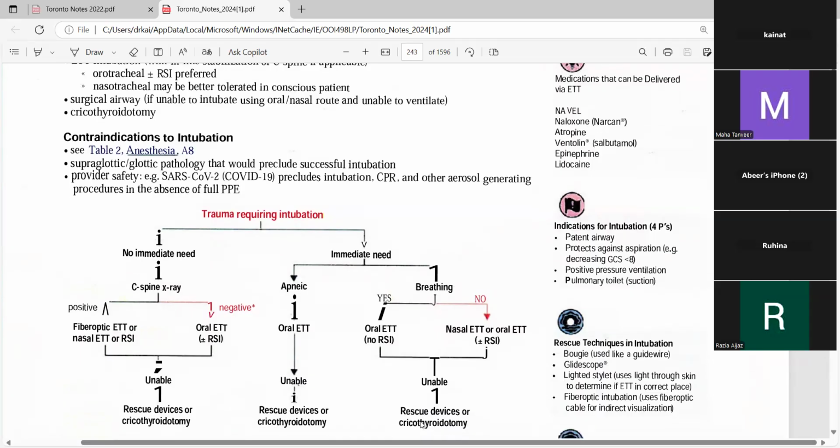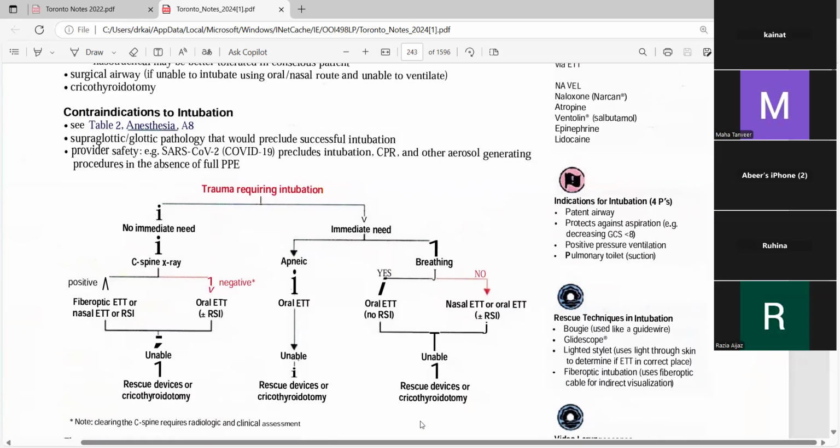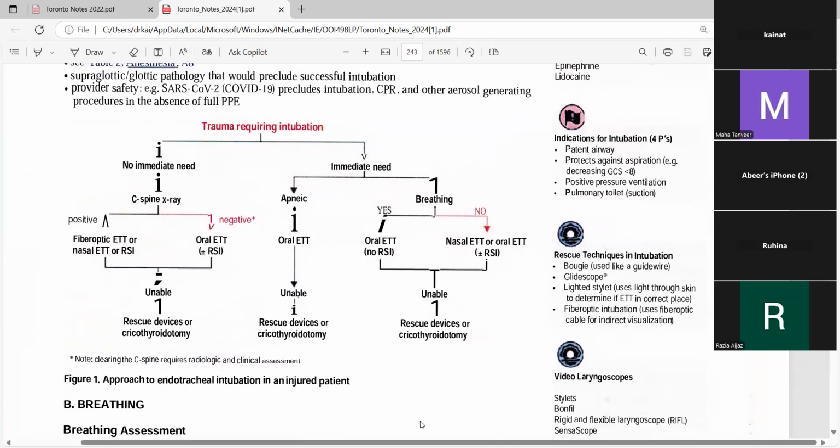Supraglottic pathology that would preclude successful intubation, then provide safety. For example, SARS-CoV-2 precludes intubation, CPR, and aerosol-generating procedures in the absence of full PPE. Then trauma requiring intubation, no immediate need or immediate need. How are you going to check for that one? So if C-spine injury is positive, then we are going to do fiber optic ETT or the nasal ETT.